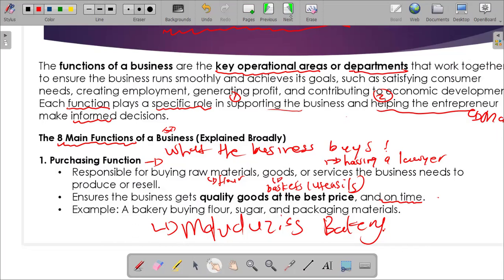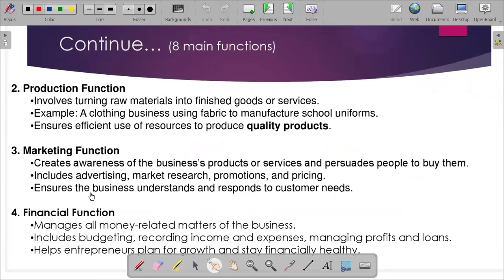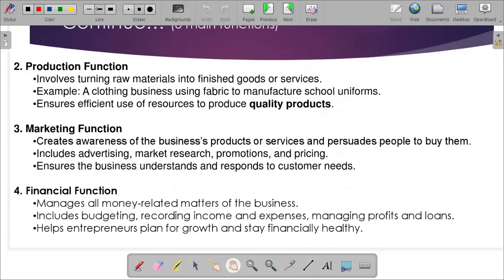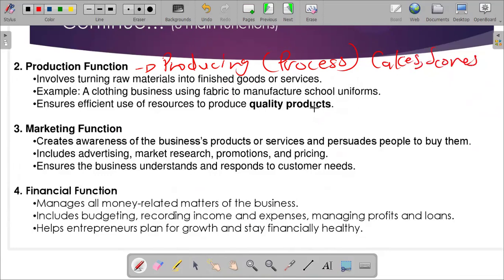All right. Let's move on to the second one, the production function. Production function. Right? What does it mean? The second function is the production function, which is producing now. Now we're in the process of producing this product. What is our product? Cakes and scones.